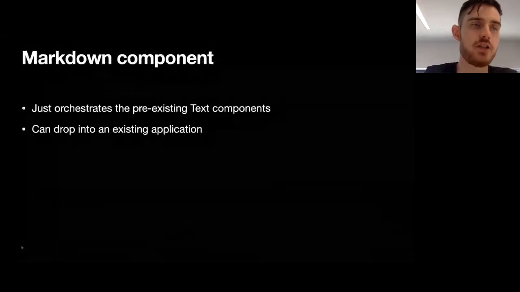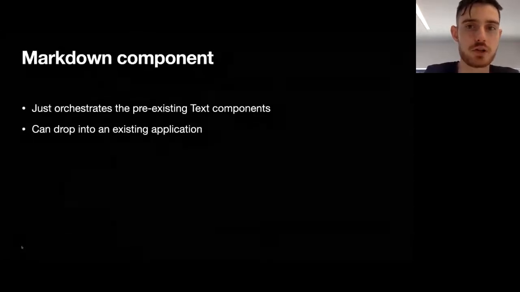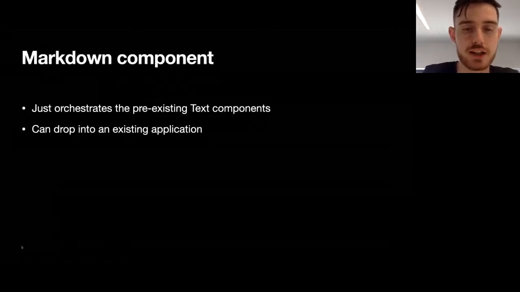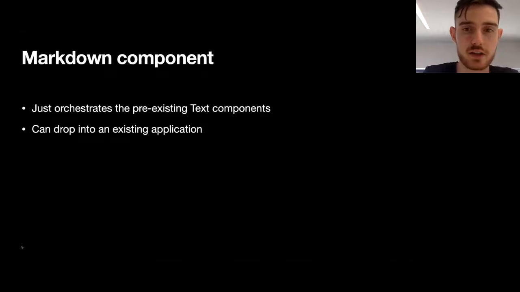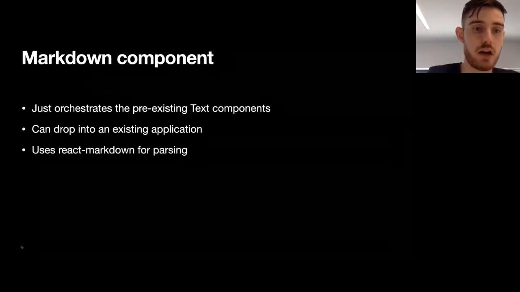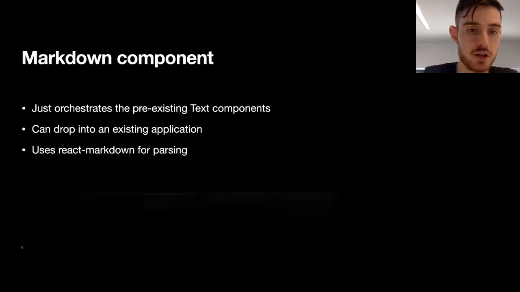We have applications that don't have Markdown. They need to support Markdown because they're getting some content out of the database. They need to display it. How do they do that? They can import our Markdown package and go from there, and it works right away. And it just uses React Markdown, which is a library for parsing. So it uses that, and it sets some theming rules that just use our text components.